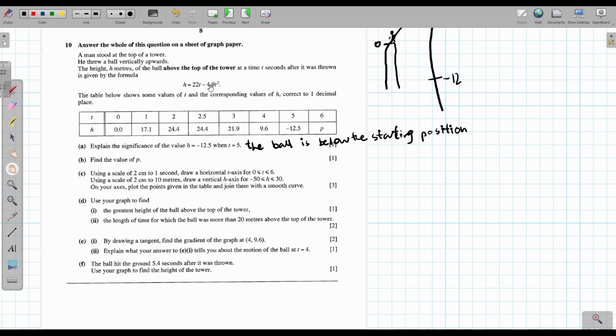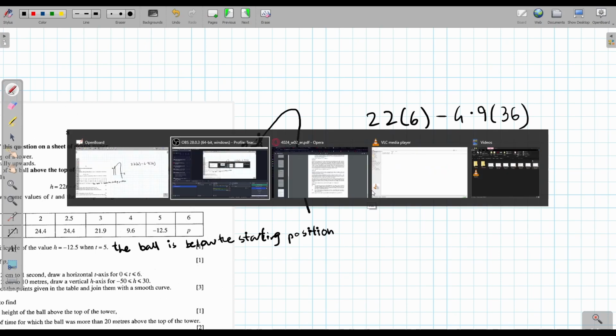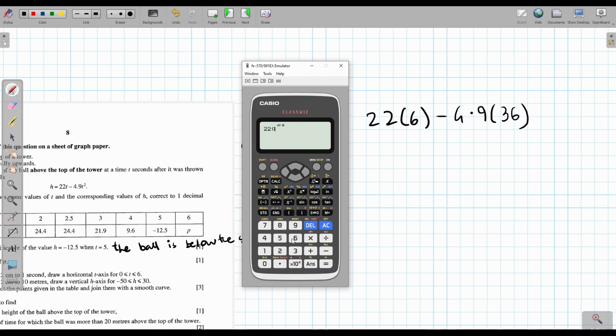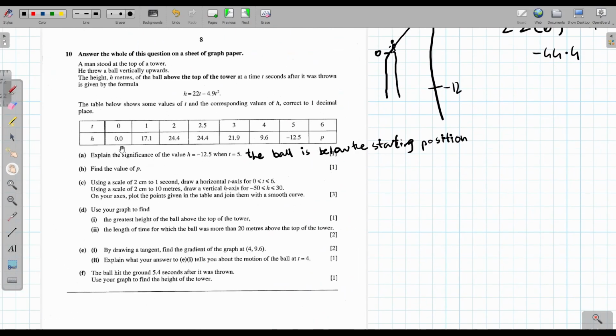So p happens at t equal to 6, so we can just take this equation and put 6 instead of t. So 6 minus 4.9, and then 6 squared is 36. So let me just use my calculator for that. Okay, so 22 into 6 minus 4.9 into 36, right? That is negative 44.4. So negative 44.4 is the value of p. The value of p is negative 44.4 meters, although we don't have to specify that.